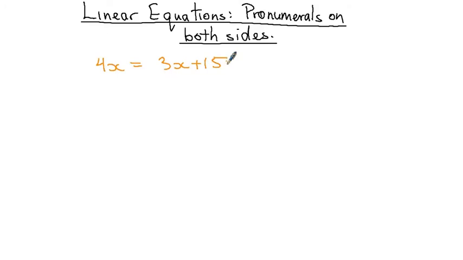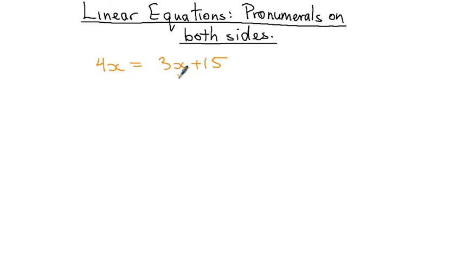Here is an equation with a pronumeral on both sides. 4x equals 3x plus 15. In previous questions, to isolate x, we have removed all the other terms to get x on its own. The difficulty here is that we have x on the left-hand side and we've got x's on the right-hand side. So before we can start isolating x, we need to get them all together.